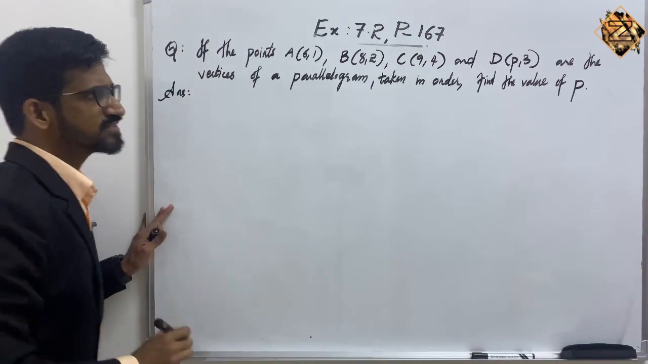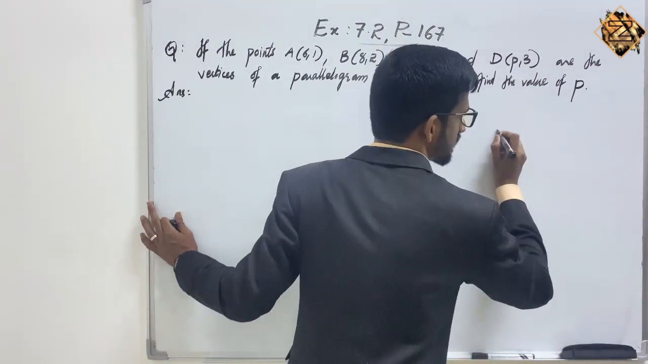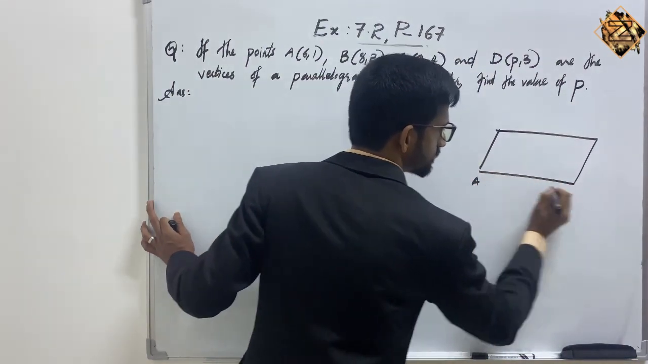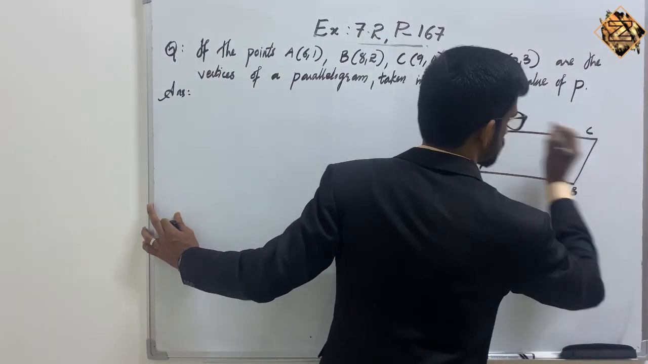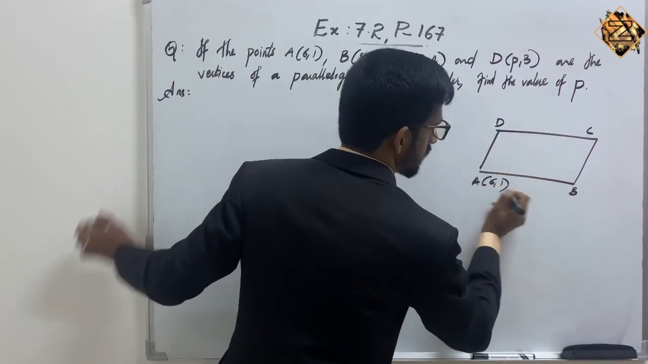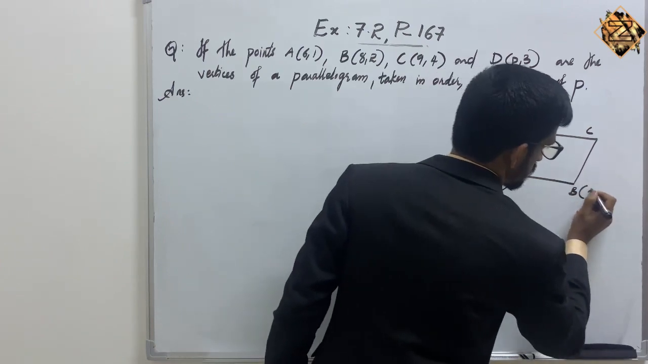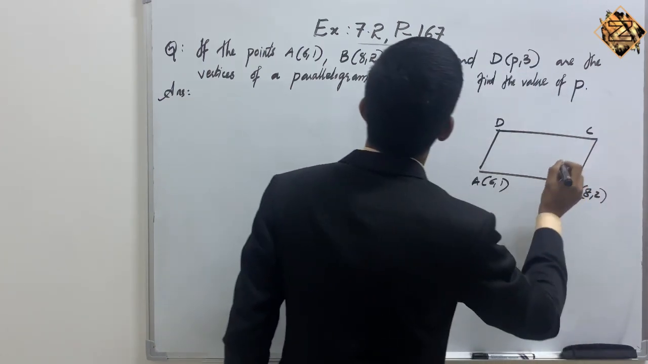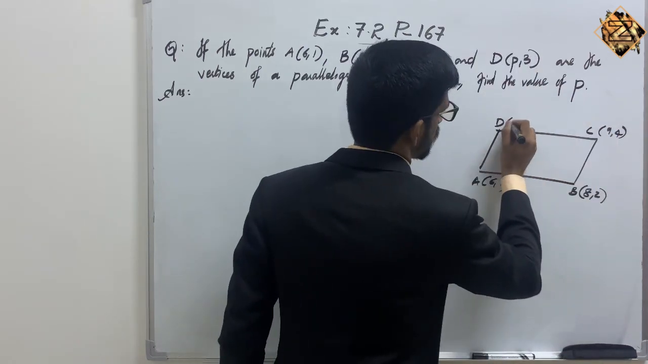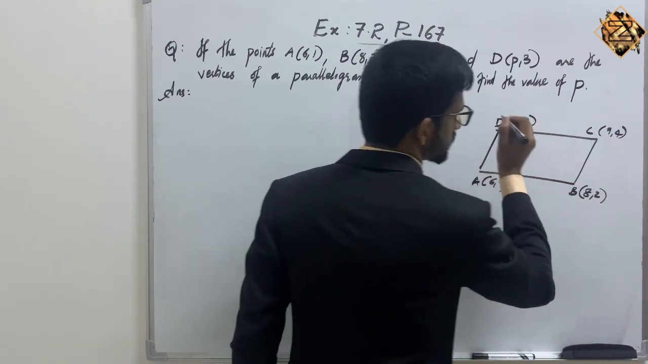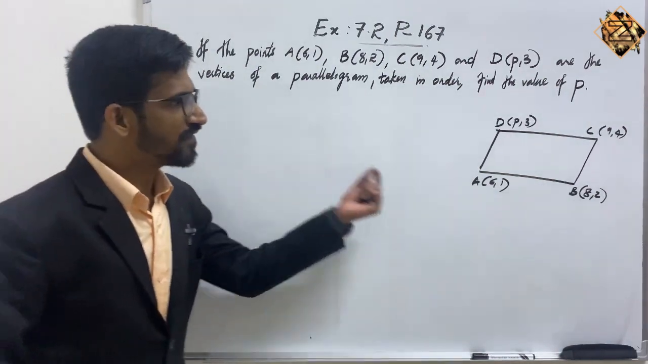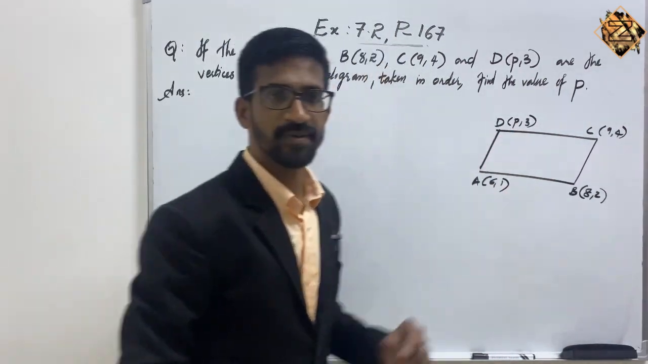Here the 4 vertices of a parallelogram are given, isn't it? Let's take the parallelogram ABCD. A is (6,1), B is (8,2), C is (9,4), and D is (P,3), the vertices of the parallelogram ABCD, isn't it? And we are asked to find the value of P.